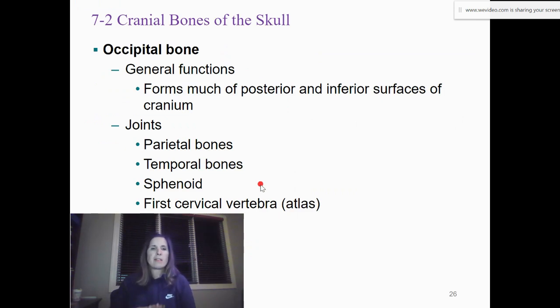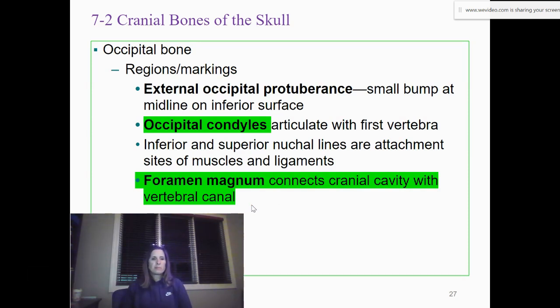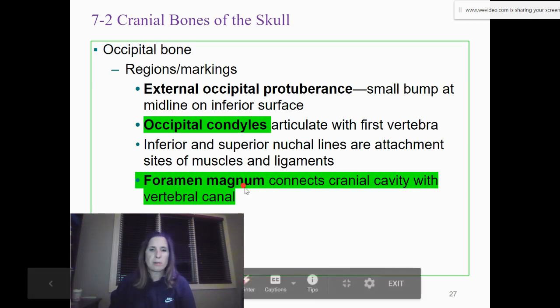All right, so that occipital bone that I was just talking about joins with parietal, temporal, the sphenoid, and like I said, that first cervical vertebra, which is actually called the atlas. So here again are those two markings. I've highlighted them for you, the occipital condyles and the foramen magnum. So if you want to pause the video and try to get those down, there are a lot more, but just make sure you know that these two are with the occipital bone.